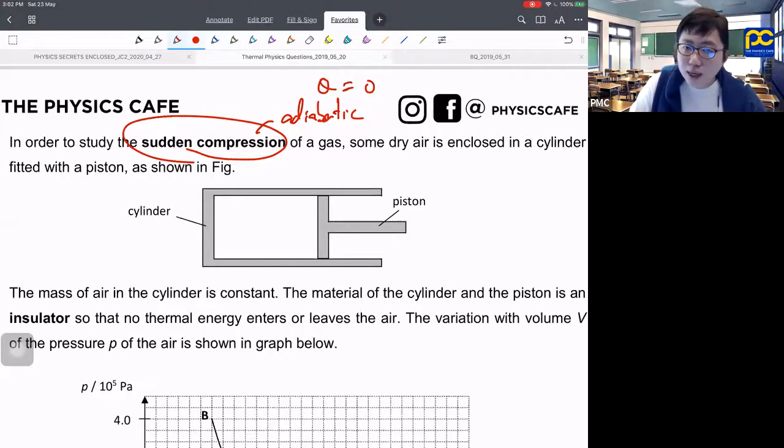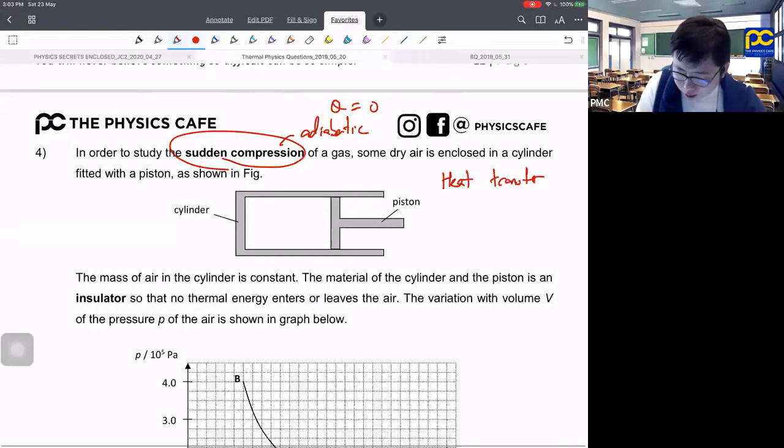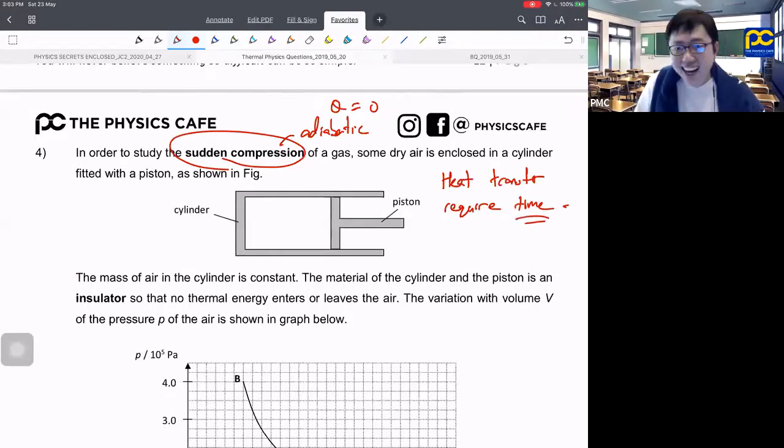How about Li Yan? Why sudden compression? He's very strange, he knows the answer. He knows that sudden compression means that Q is 0, yet he does not know why. Heat transfer requires time. Whether by conduction, convection, and so on, I need time to slowly transfer heat to you. So if the thing occurs all of a sudden, it also means that there's no heat exchange.